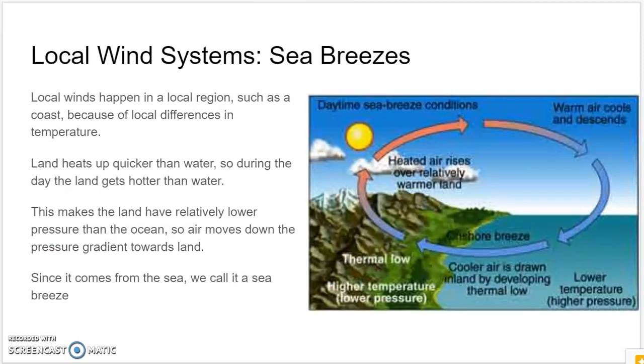Local wind systems happen in a local region, over a couple of miles. And so these are places like the coast, because land and water heat up at different rates. The land, we said, has a lower heat capacity, so it gets hotter faster. During the day, it gets hotter than the water. That means that the pressure over land is lower than the water. Well, air from the water that's higher pressure moves into that low pressure area. We call that a sea breeze because it comes from the sea. And this is the local wind system. It's going from the higher pressure to the lower pressure, from the colder temperature to the warmer temperature.